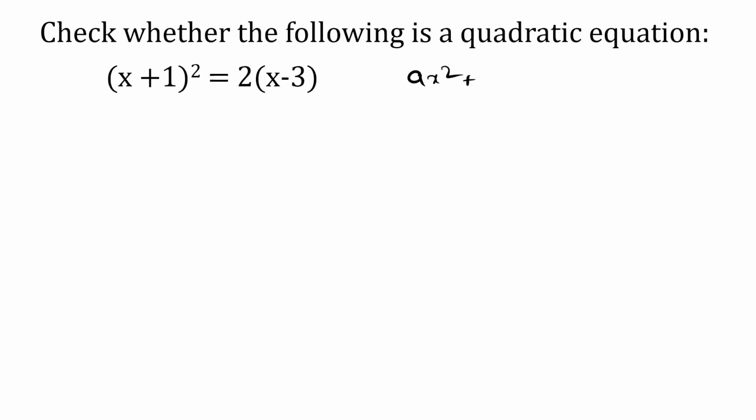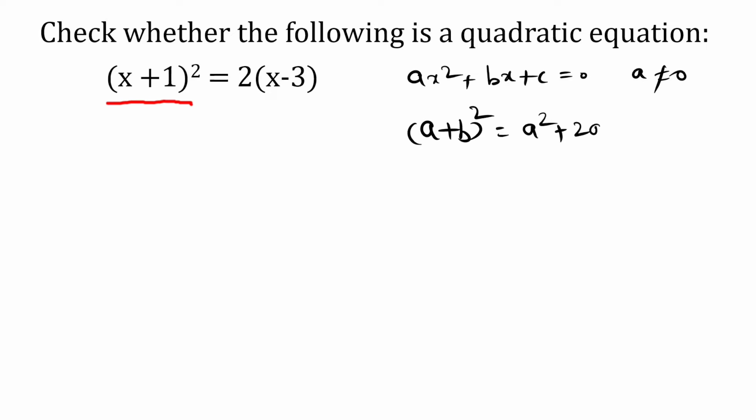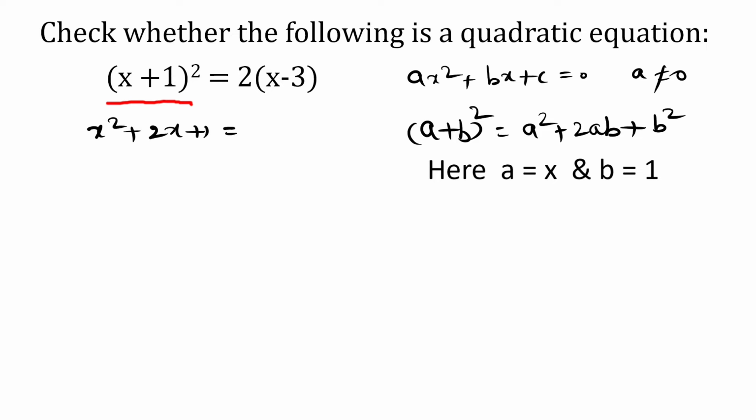For the purpose, we shall put this equation into the standard form ax² + bx + c = 0, where a is not equal to 0, by expanding (x + 1)² using the standard identity (a + b)² = a² + 2ab + b². Here a is x and b is 1, and that gives us x² + 2x + 1, and distributing, is equal to 2x - 6.